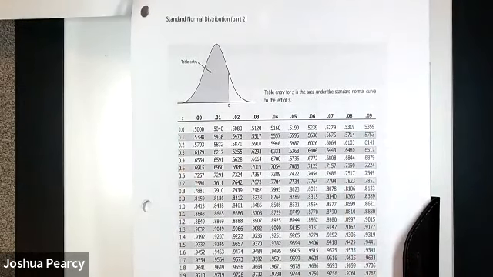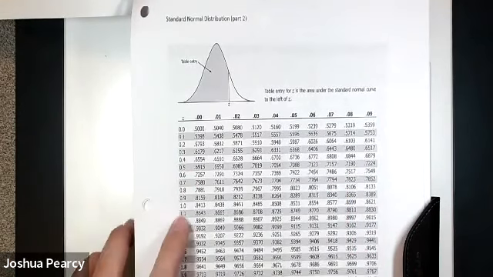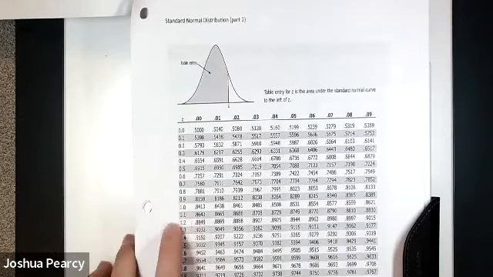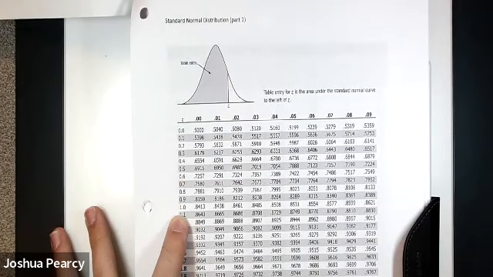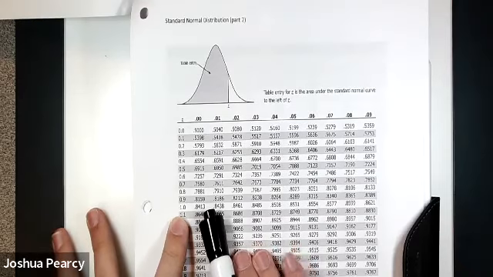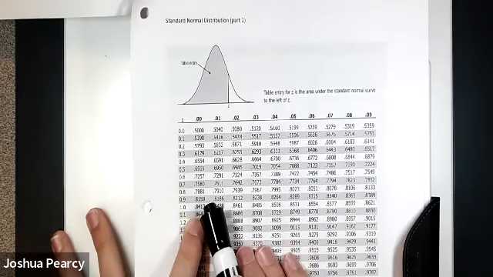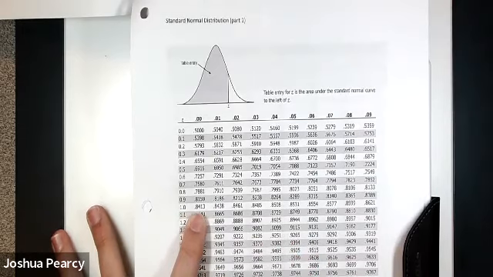In this case, I said find the probability of z being less than or equal to 1. That means I will go first along this part here to where z is 1.0. And then I will go to the hundredths place, and there is no second decimal in this problem. So then the probability to the left of it is just this one right here, 0.8413.